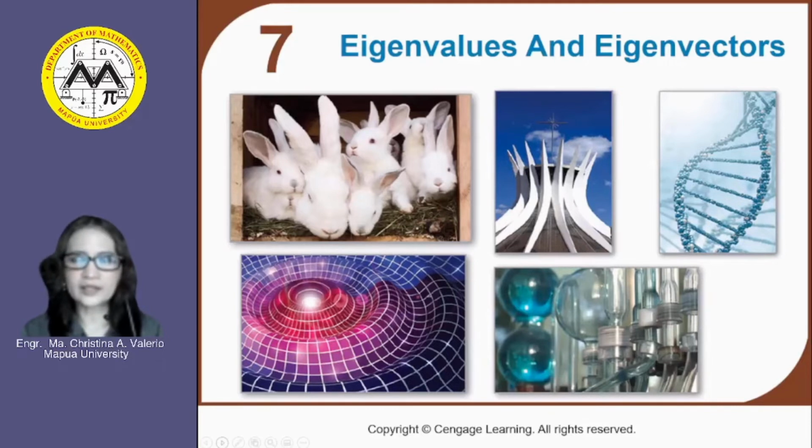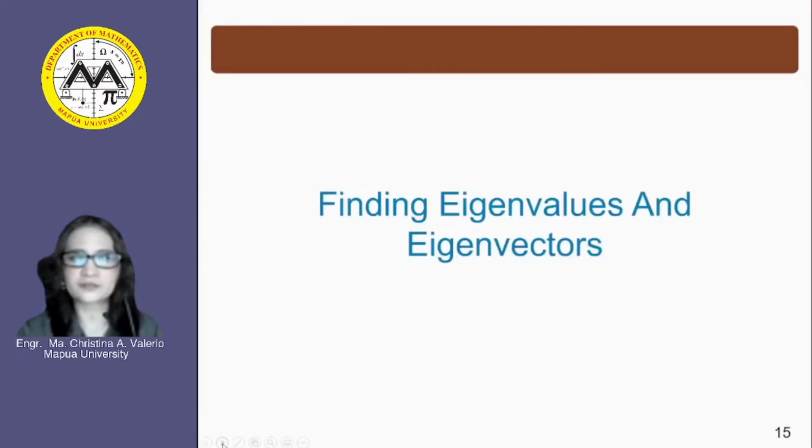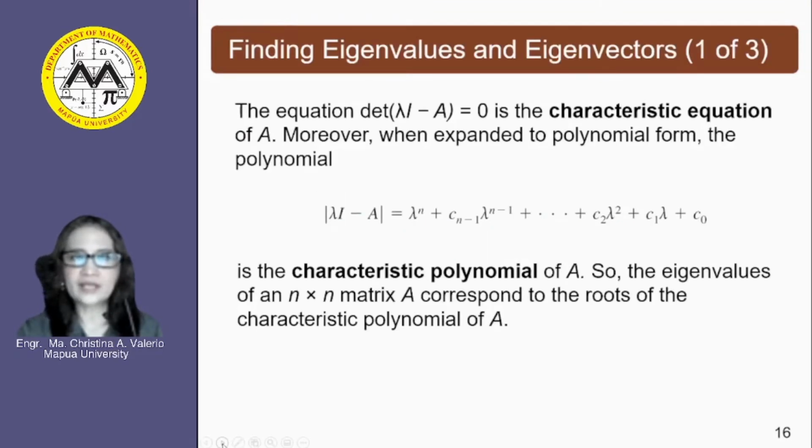Last time, we had the discussion on the definition of an eigenvalue and eigenvector. For this lesson and this video, we are going to find an eigenvalue and an eigenvector for a given matrix. How do we find eigenvalues and eigenvectors for a given matrix?